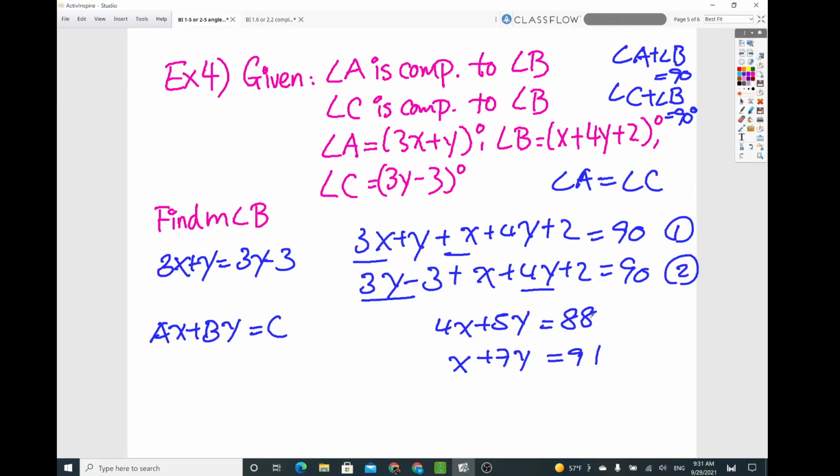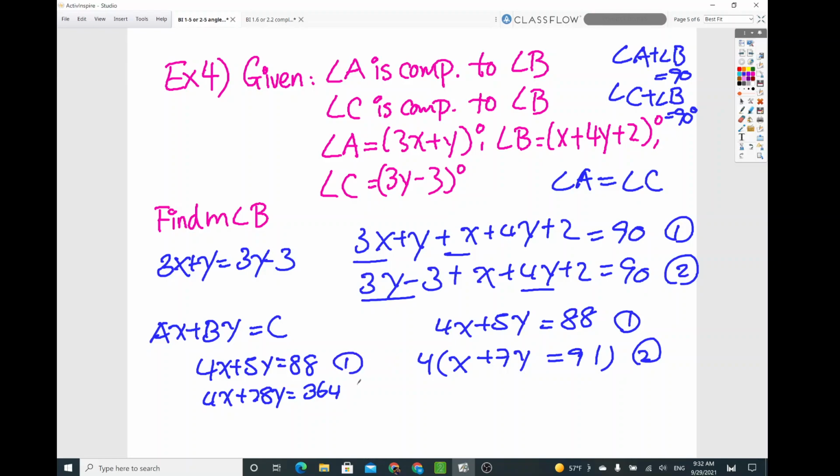Now what we can do is find out what they share in common. So multiply the second equation by 4, because you want to line up the same coefficient so we can subtract. The first equation is 4x plus 5y equals 88. The second equation is 4x plus 28y, which equals 4 times 91, so 364. Then subtract the equations, the first one from the second one. 4x minus 4x is 0. 28y minus 5y is 23y.